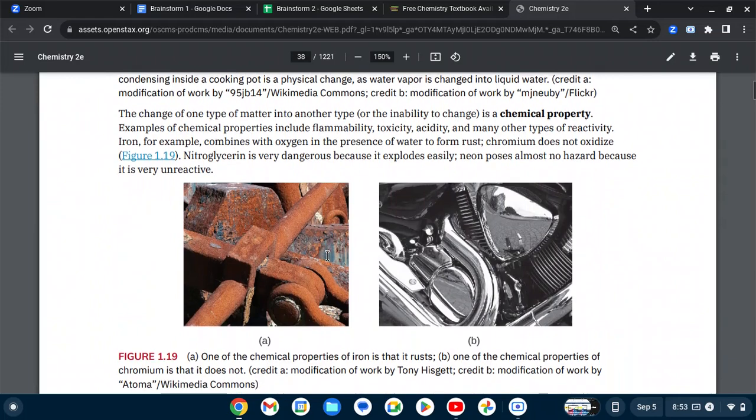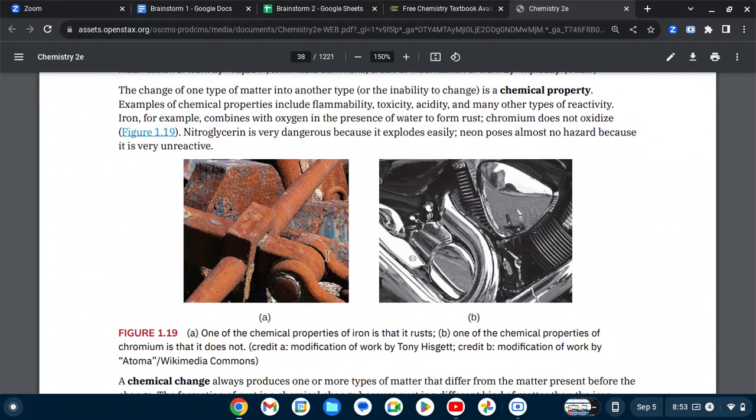The ability to change one type of matter into another type is a chemical property. Examples of chemical properties include flammability, toxicity, acidity, and many other types of reactivity. Iron, for example, combines with oxygen in the presence of water to form rust. Chromium does not oxidize. Nitroglycerin is very dangerous because it explodes easily. Neon poses almost no hazard because it is very unreactive.